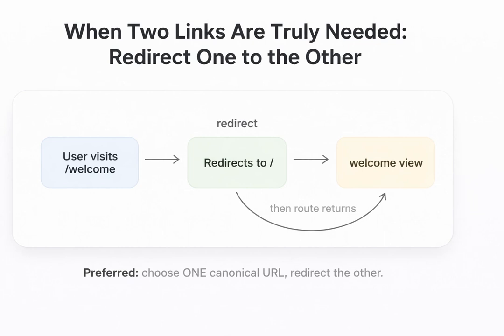So if someone lands on /welcome, Laravel can redirect them to /, and then / is the single route that actually returns the welcome view. That way, you still support both links, but you keep one true source of routing logic.